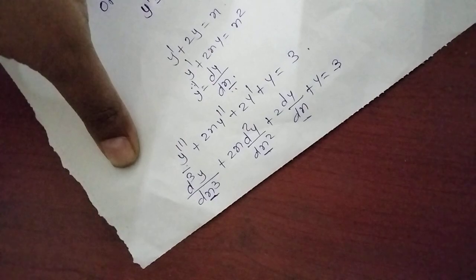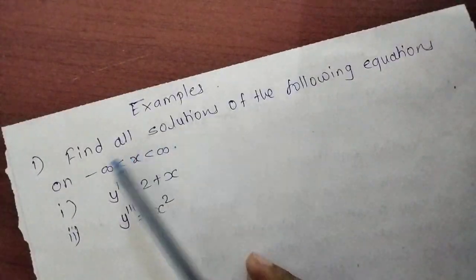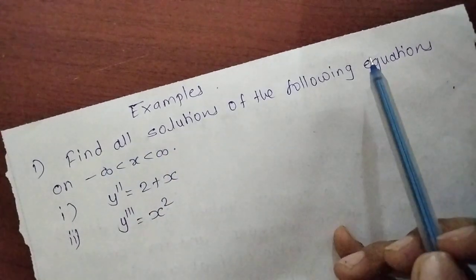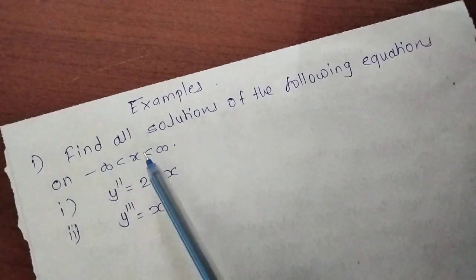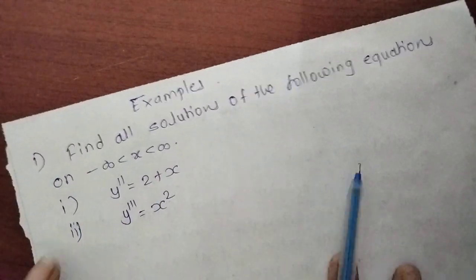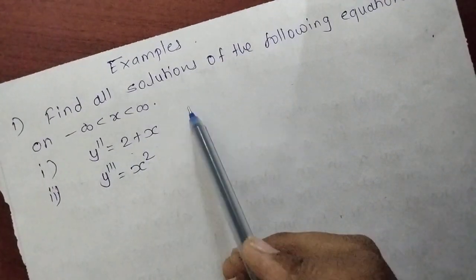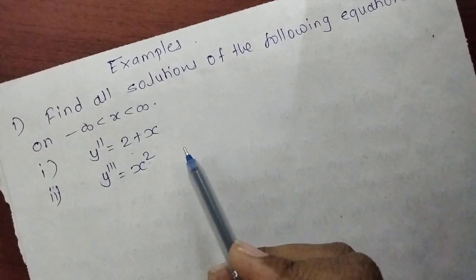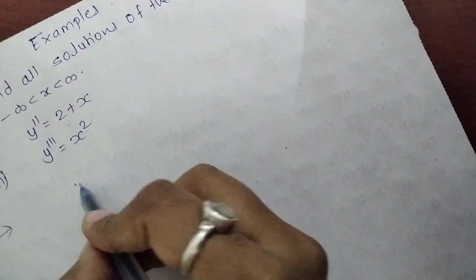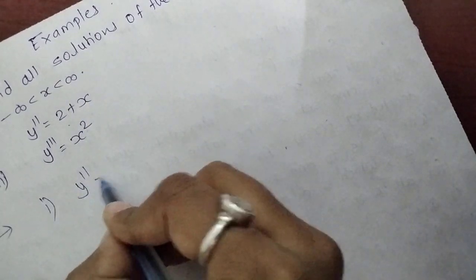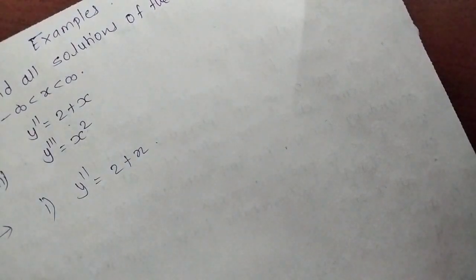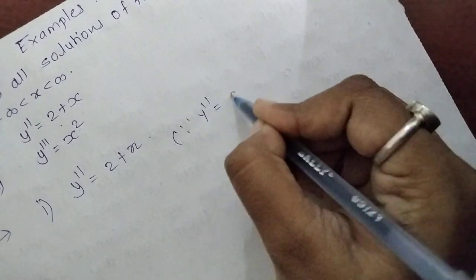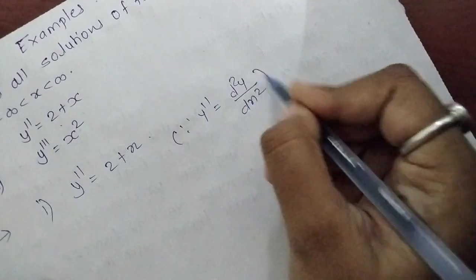Next example, find all solutions of the following equations on minus infinity less than x less than infinity. First example, y double dash is equal to 2 plus x, and next y triple dash is equal to x square. First, how to solve this differential equation? First consider y double dash is equal to 2 plus x. Y double dash means d square y upon dx square.